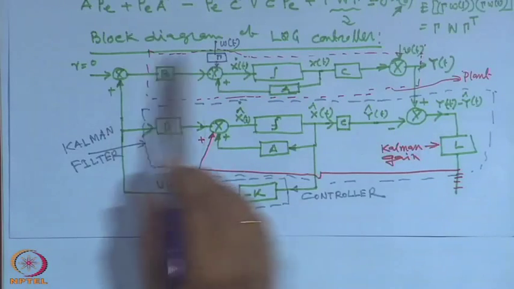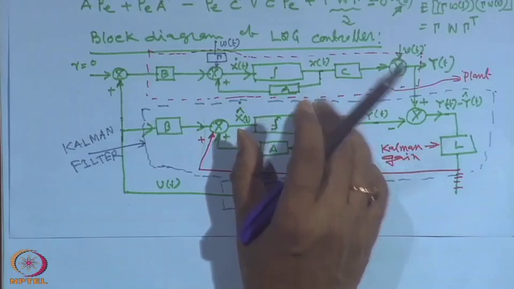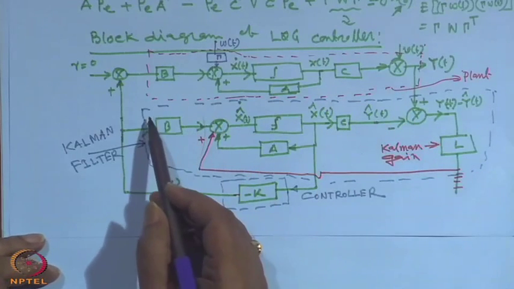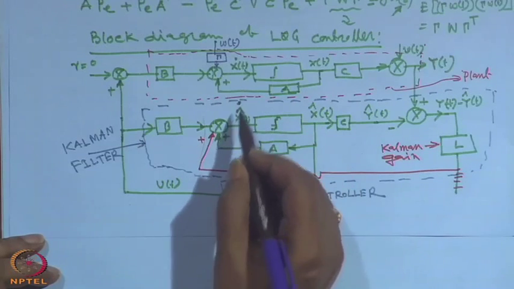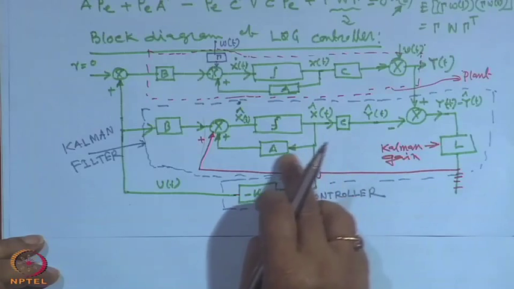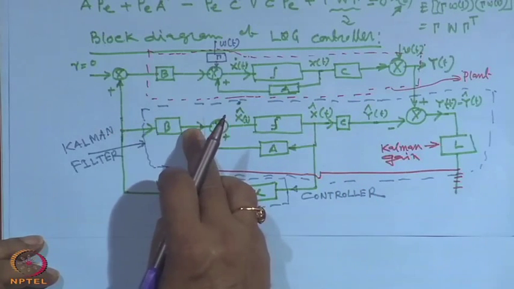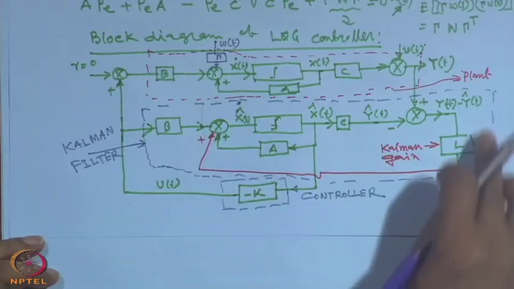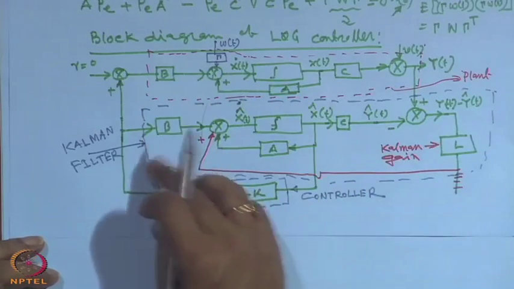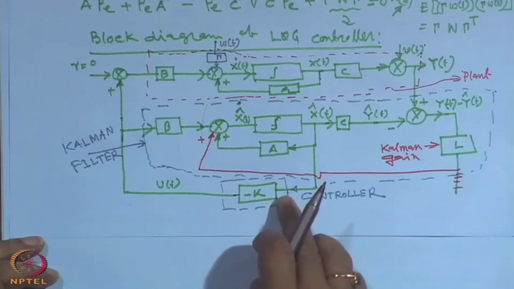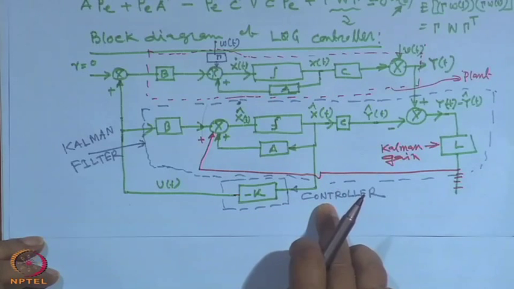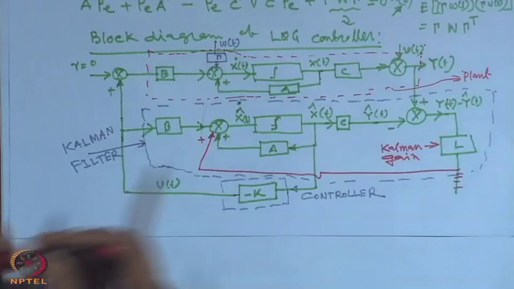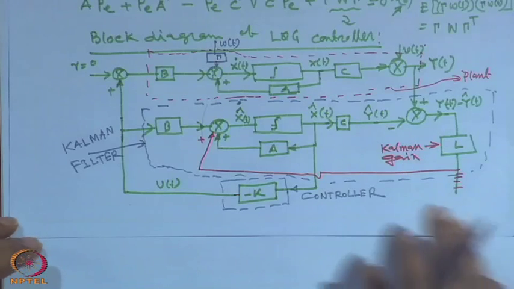So this block diagram indicates the controller along with the Kalman filter, where the states are not available. You see the Kalman filter dynamics: x hat dot is A x hat plus B u plus a correction term, the error y minus y hat multiplied by L, coming in here. This blue dotted line is the Kalman filter, this small dotted box is the controller, and this red dotted box is our plant. So a Kalman filter based controller is designed.